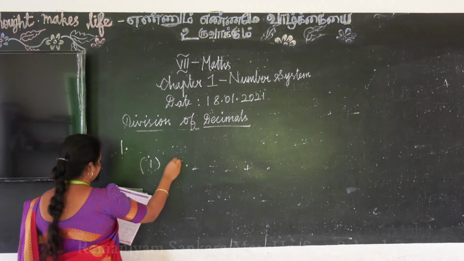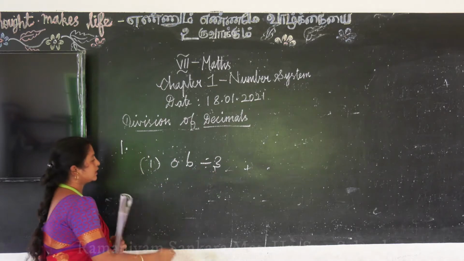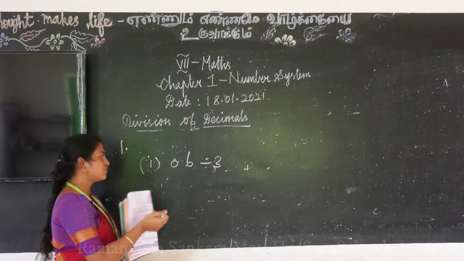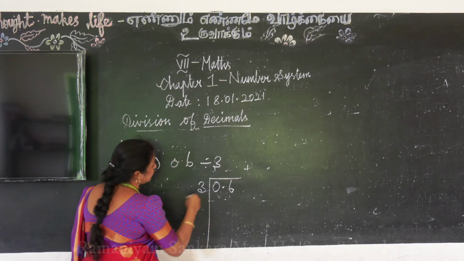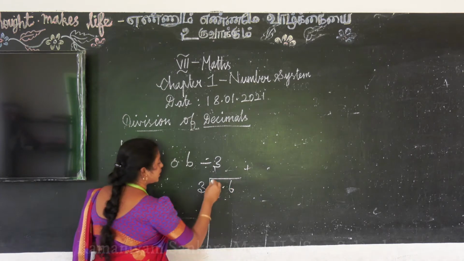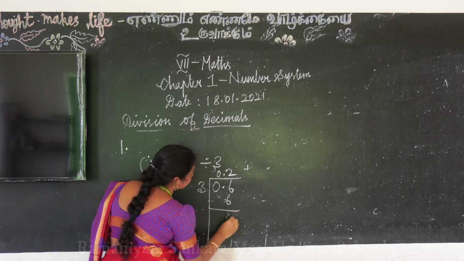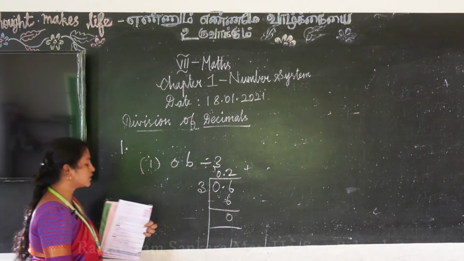First sum, 0.6 divide 3. See here, there is a decimal number by whole number. Okay, which is very easy. Take 0.6, 3. So how many times 3 are there in 6? 2 times. So 0.2. Okay, so 0.2 is the quotient of the first sum.